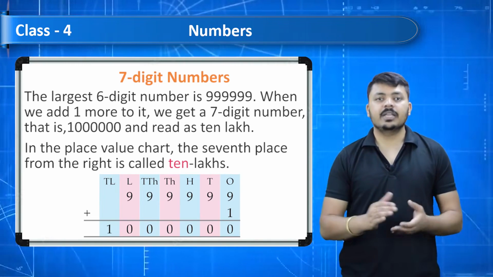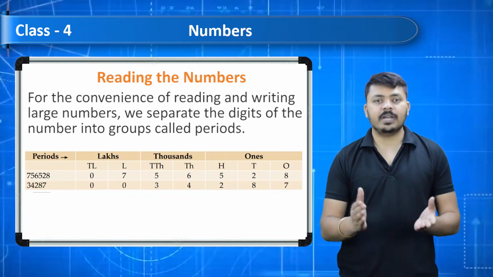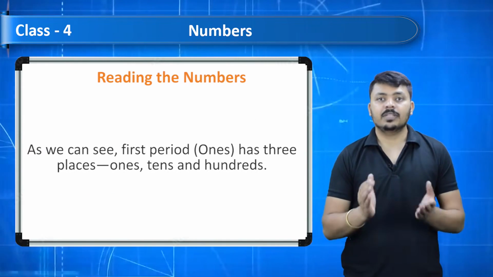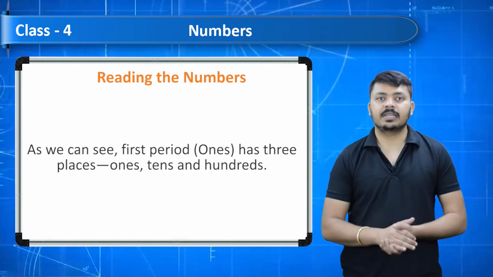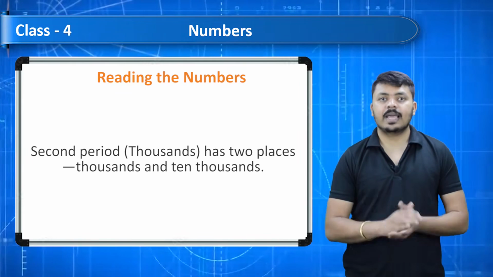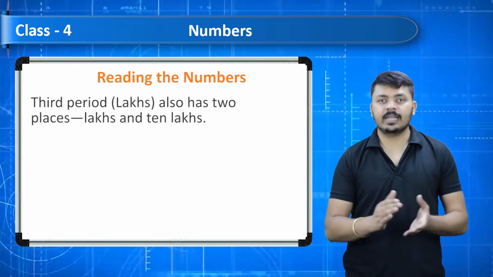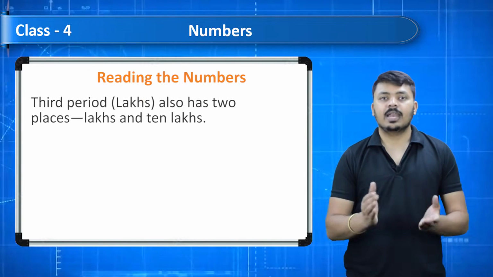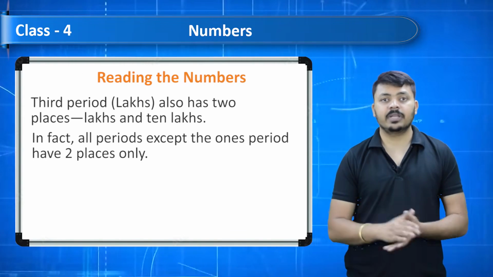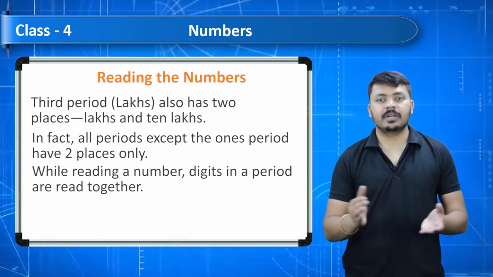Reading numbers. For the convenience of reading and writing large numbers, we separate the digits of the number into groups called periods. As we can see, the first period, ones, has 3 places: ones, tens and hundreds. The second period, thousands, has 2 places: thousands and 10,000. The third period, lakhs, also has 2 places: lakhs and 10 lakhs. In fact, all periods except the ones period have 2 places only. While reading a number, digits in a period are read together.